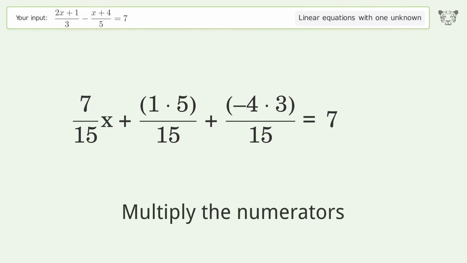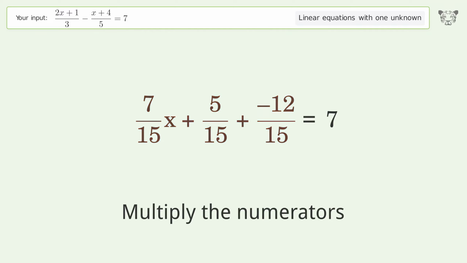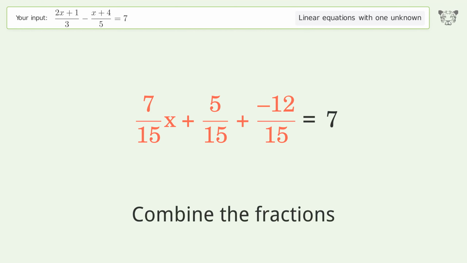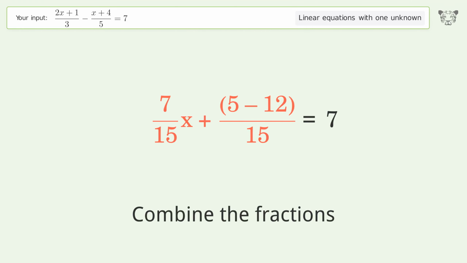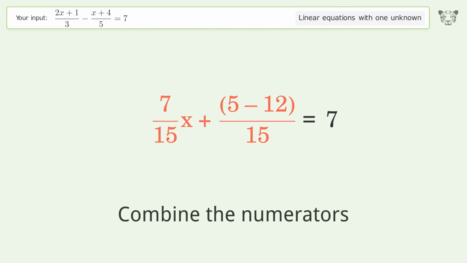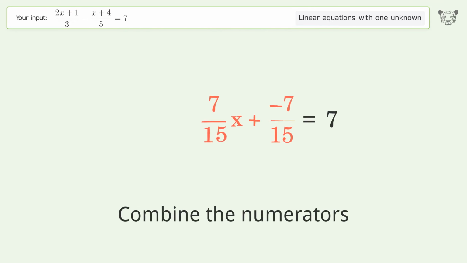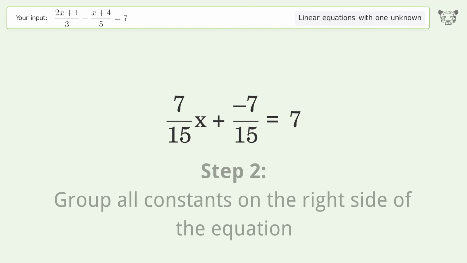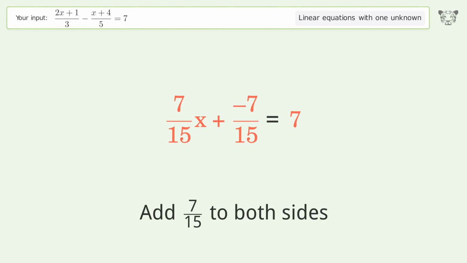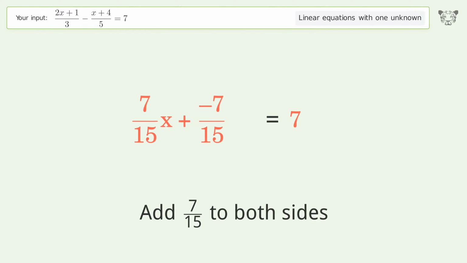Multiply the numerators. Combine the fractions. Combine the numerators. Group all constants on the right side of the equation. Add 7/15 to both sides.